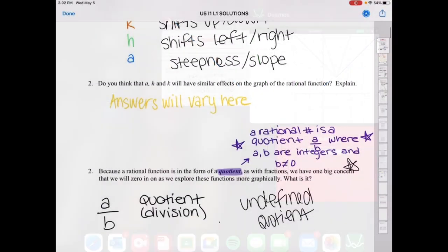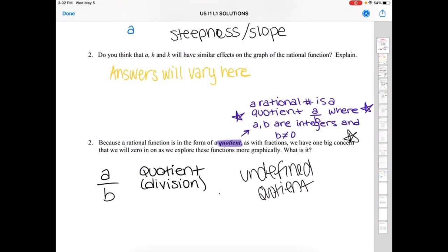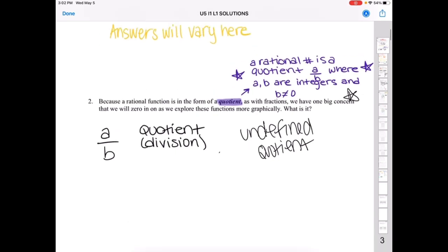Okay? For number 2, you're going to tell me how a, h, and k will have similar effects on the graph of a rational function and explain how that might be the case. This should be 3. We know a rational function is in the form of a quotient. Whenever you hear the word quotient, I need you to think division, as with fractions, which are always in a over b form, right? And that's also division, even though it's a fraction form, it's still a quotient. It's a division of 2 integers.